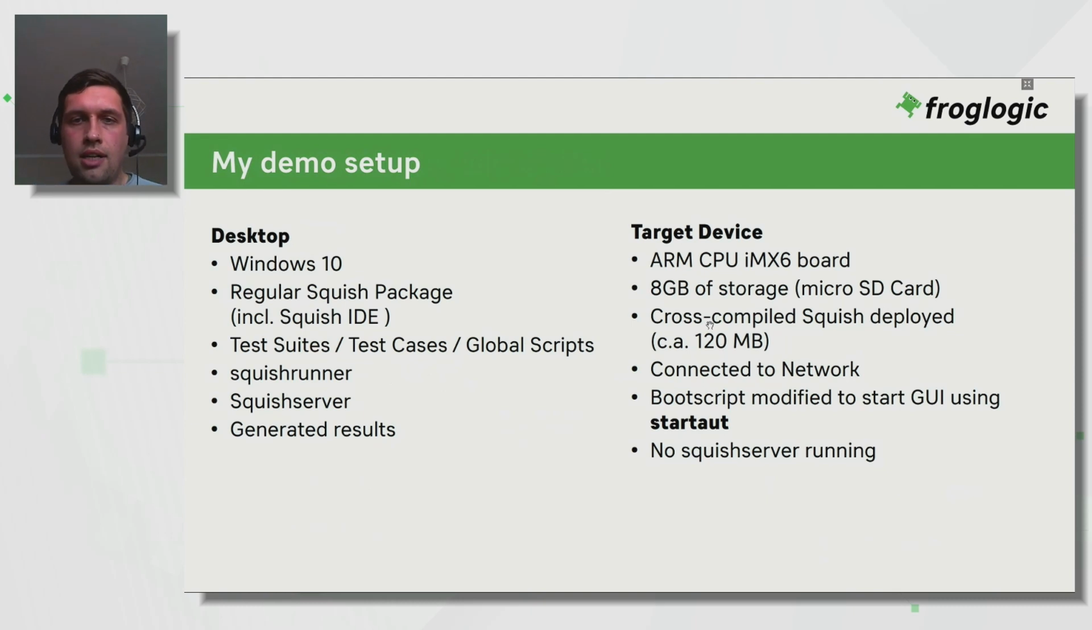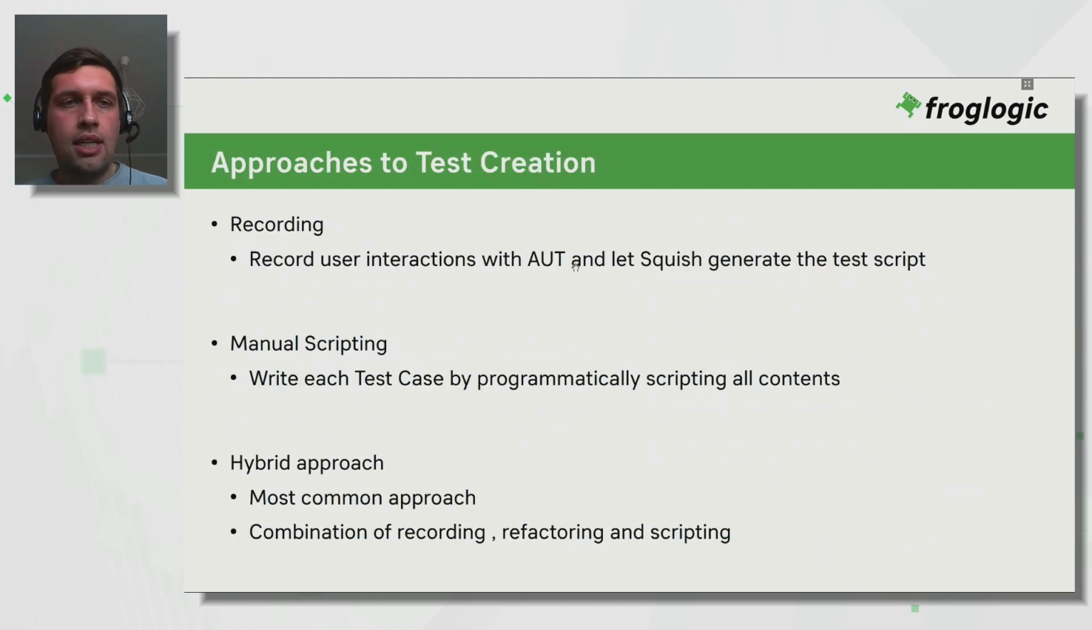My target device is an ARM CPU i.MX6 board with just 1 GB of RAM, 8 GB of storage, and Squish is deployed to this device. And Squish takes only roughly 120 megabytes in this configuration. The device is connected to the network, so they can communicate with each other. I will show you my setup on my desk in a moment.